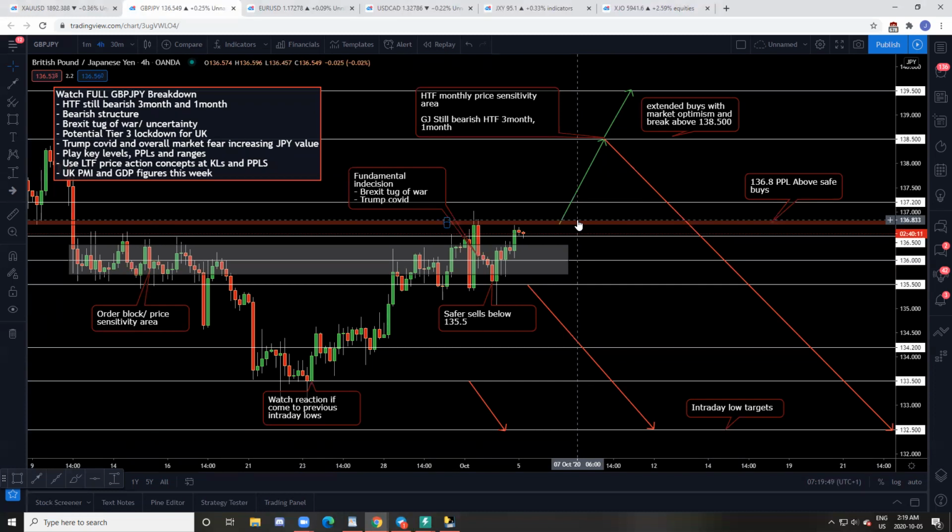Otherwise, if we continue to consolidate in this area, then break above 136.8 psychological price level above previous intraday highs, we can take some deeper corrective buys up to those better potential sell points and watch the psychological price levels accordingly. Then I am more in a higher time frame sell bias, of course, to these intraday low targets, where we would have to watch reaction if price does come down to previous intraday lows, of course.